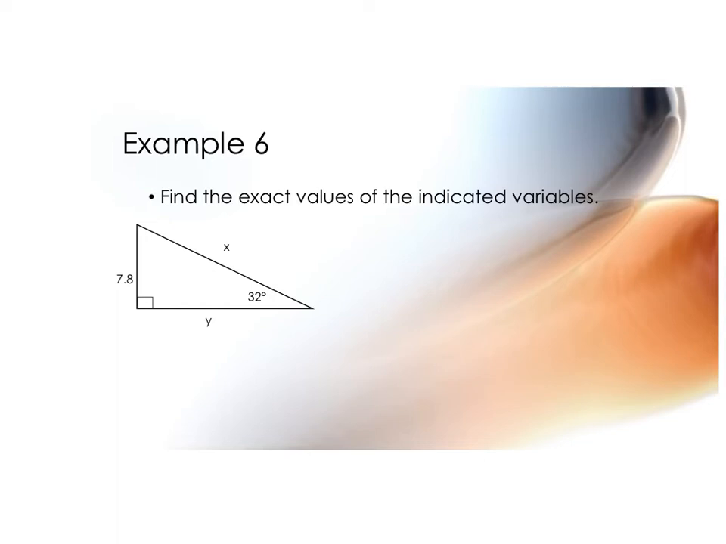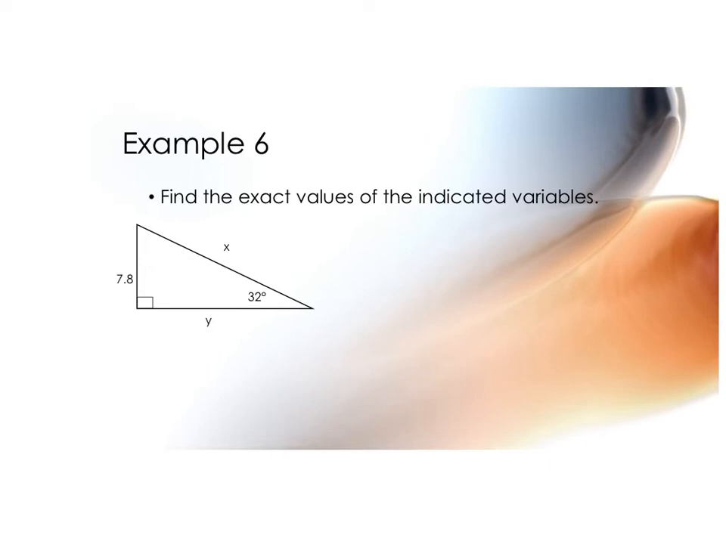So this says find the exact values of the indicated variable. In the right corner, I've got 32 degrees. And then I've got a right triangle, and opposite the 32 degrees is 7.8. I don't know the x, and I don't know the y. So what you have to do with these is set up the relationship first.